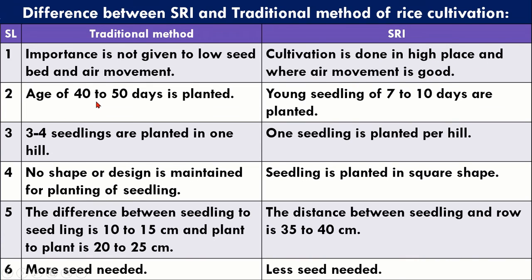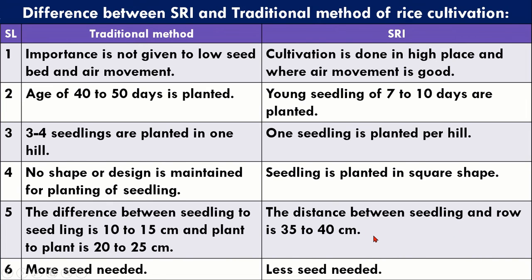Here the seedling age is 40 to 50 days, but here it is 7 to 10 days, where you see they save time. Here, 3 to 4 seedlings are planted in one hill, but here one seedling is planted per hill. That means the seedling cost is saved here as well. No shape or design is maintained for planting the seedlings, but here the seedling is planted in square shape. The distance from seedling to seedling is 10 to 15 centimeter, and plant to plant is 20 to 25 centimeters. But here all sides are the same, that means square shape.